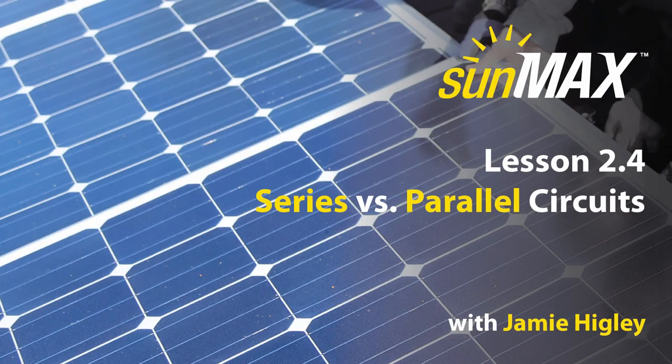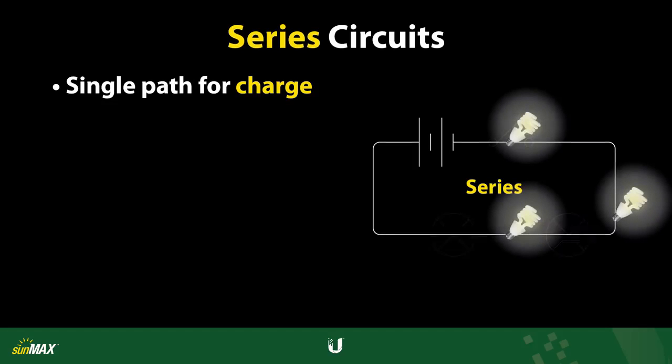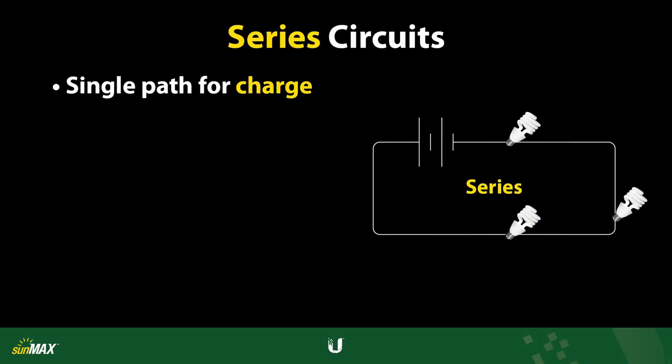Lesson 2.4: Series versus parallel circuits. When describing how components are connected in an electrical circuit, series and parallel are the most common methods. Let's first begin by examining series circuits. In a series circuit, charge follows a single path. This means that if a single component becomes disconnected, electricity can no longer flow through the circuit.